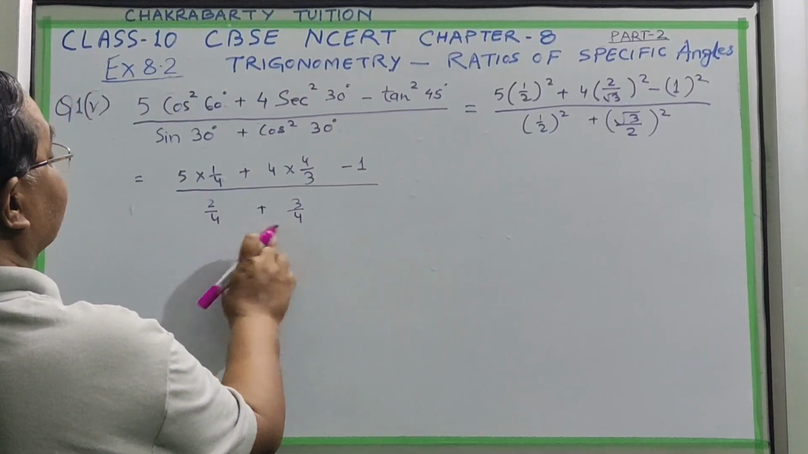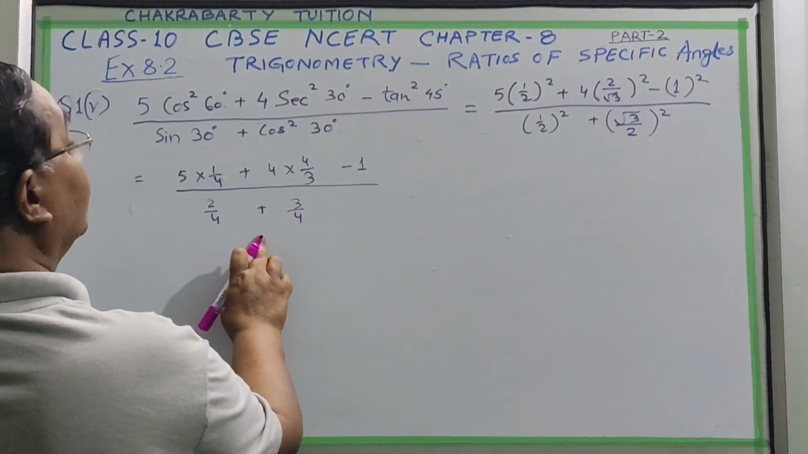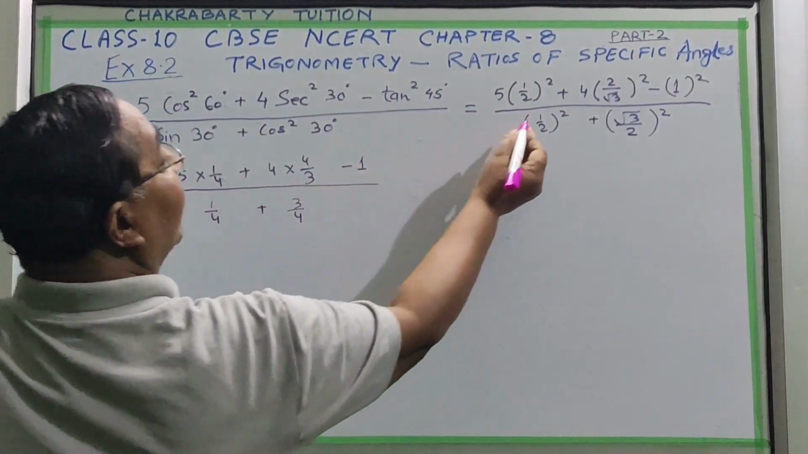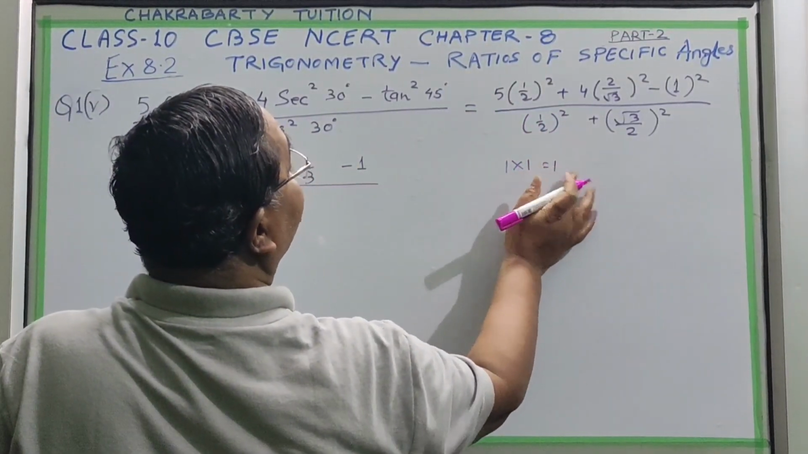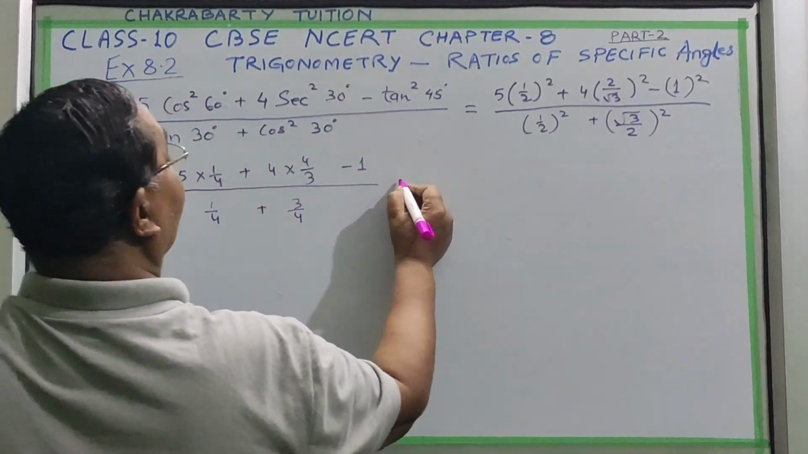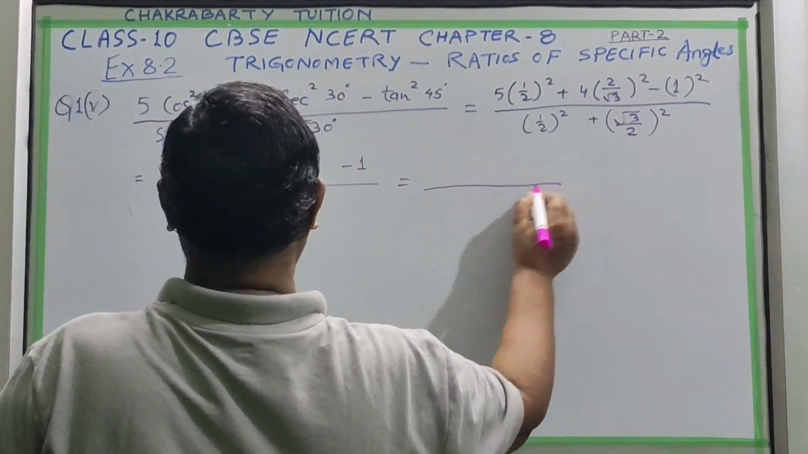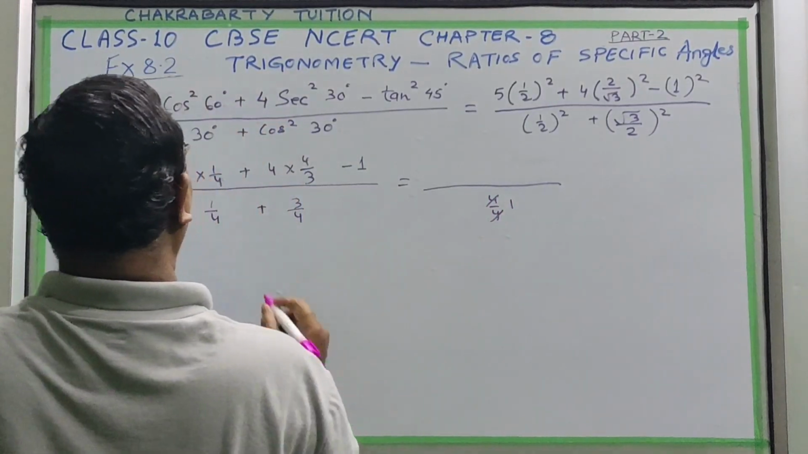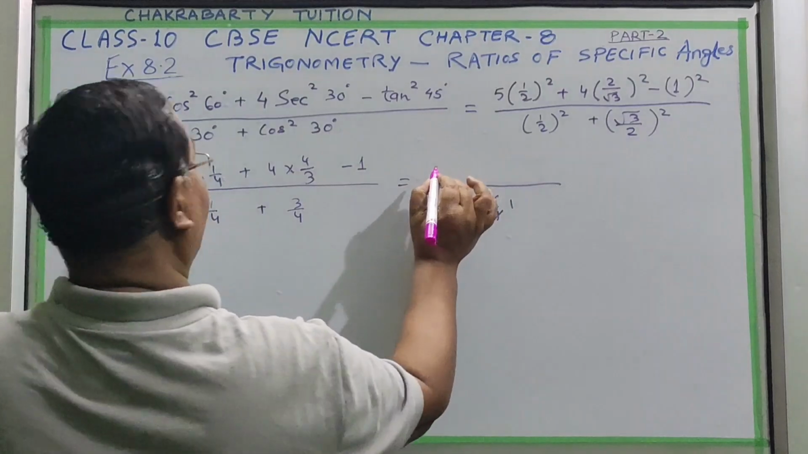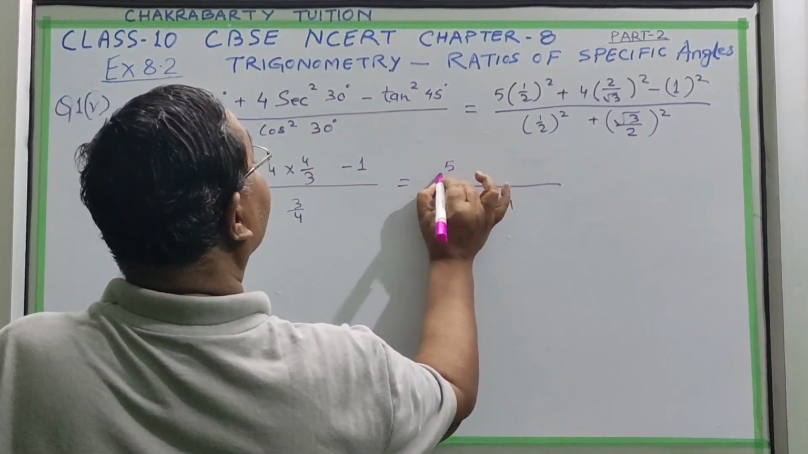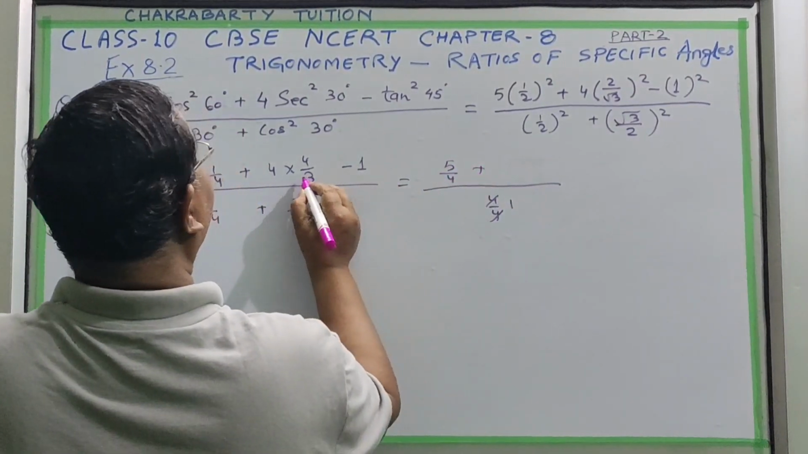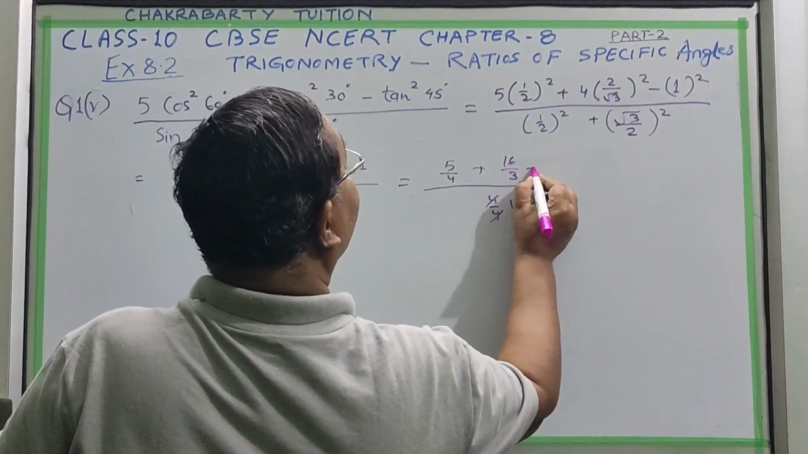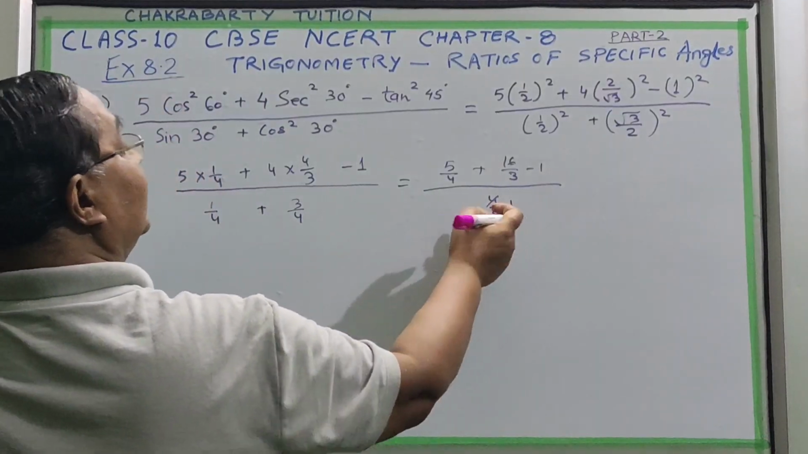So here the LCM is the same. 1 square will remain 1, because 1 square means 1 into 1 is equal to 1, not 2. So what will happen? Lower side the LCM is 4, so 4 upon 4 it will cut and it will become 1. Here upper side it will become 5 upon 4 plus 16 upon 3 minus 1. Now this lower side is 1, so it is not required.